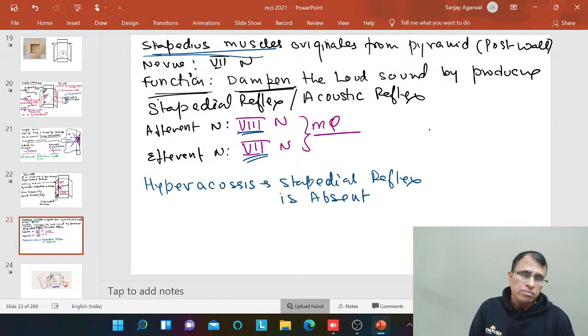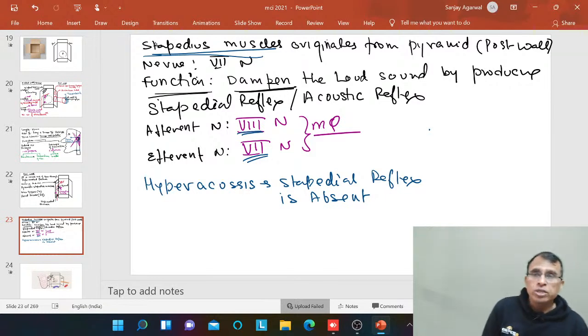So, I told you the pyramid is not important. The pyramid is important because of the reflex, isn't it? The prime minister or the chief minister, they are important because of the chair they hold. As a person, they are useless. They are like any person like you and me. The chair they hold gives them the importance. Same is here. The pyramid is important because it has the muscle which does a very important function, dampens the loud sound. And why do we need to dampen the loud sound? Because loud sound can damage the inner ear. So, in a way, it is protection of the inner ear.